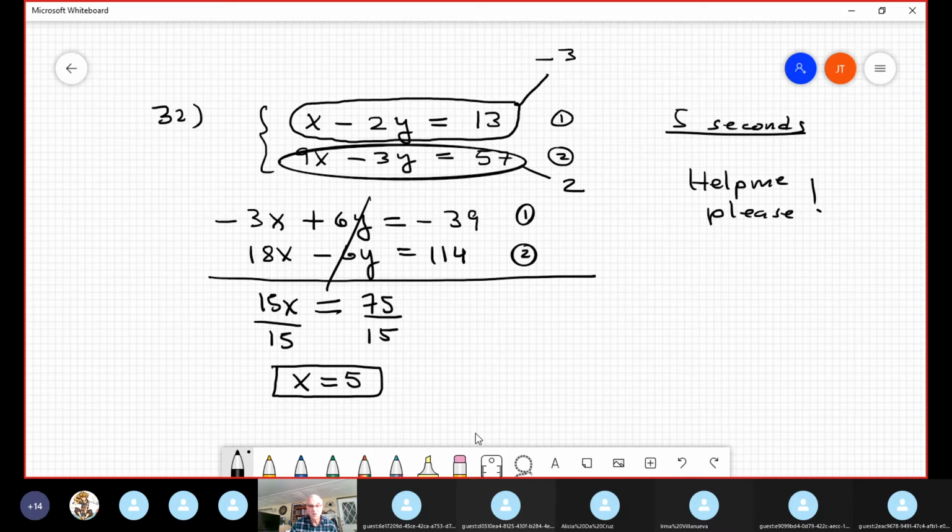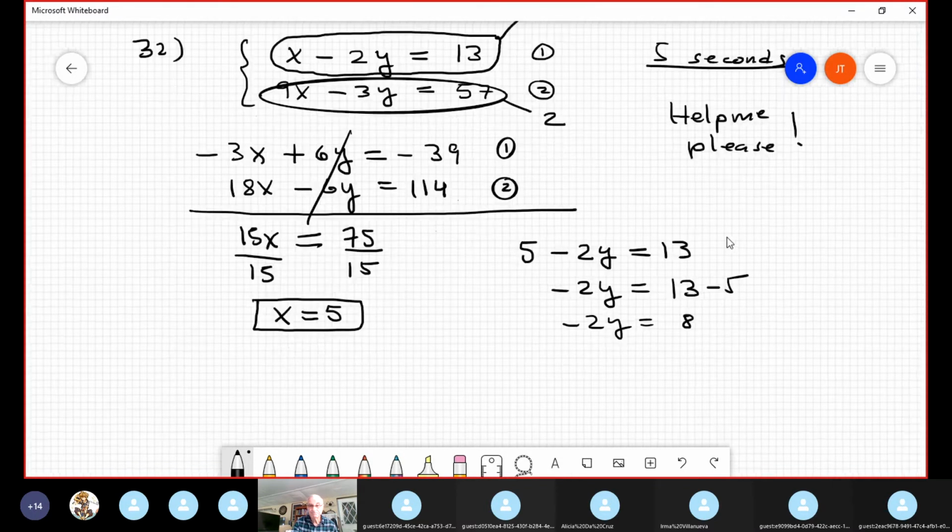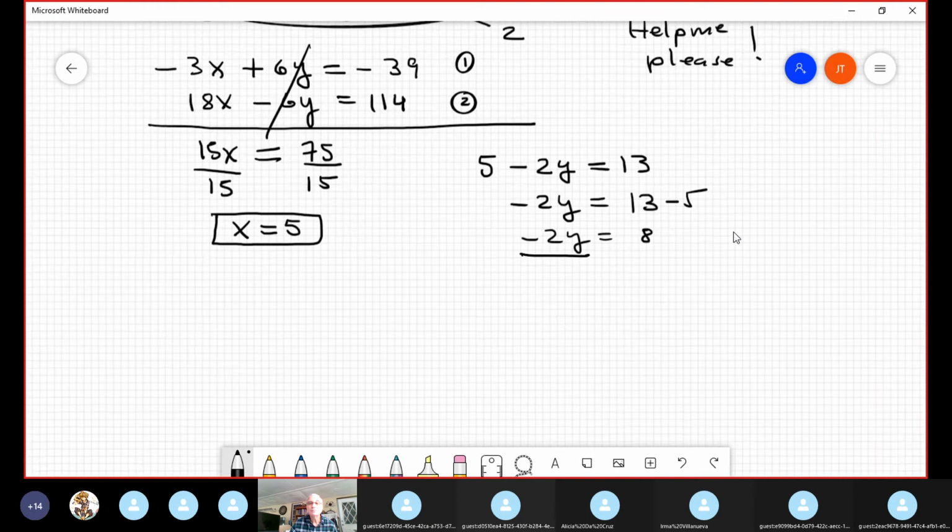Now I'm going to find y. I select the easier equation, in my opinion, the first one. I replace x with 5. So I have 5 minus 2y equal 13. Minus 2y is equal 13 minus 5. Minus 2y is equal 8. Divided by negative 2 both sides. Y is equal to negative 4.